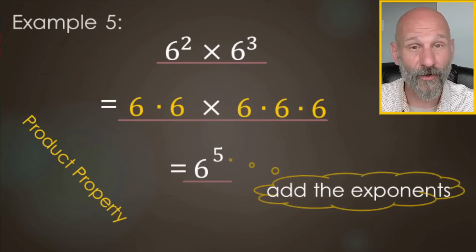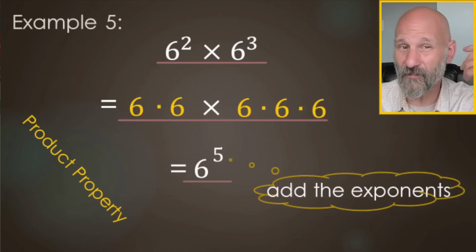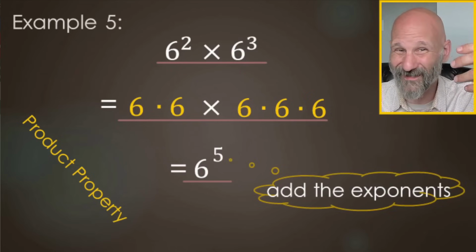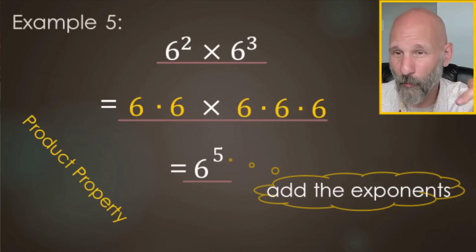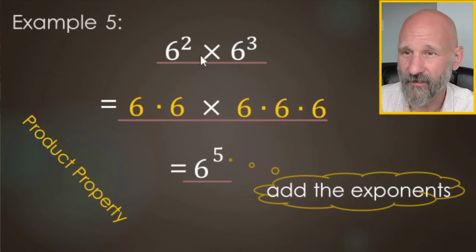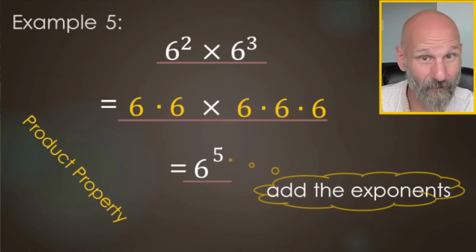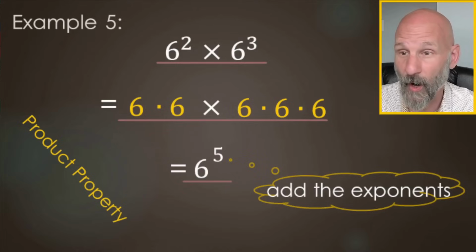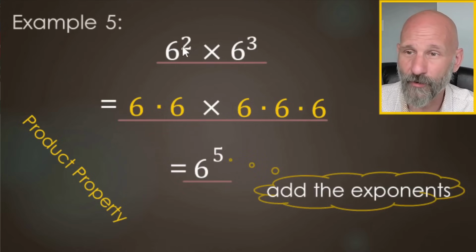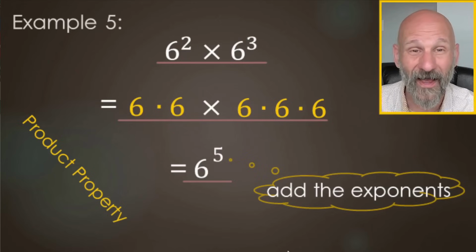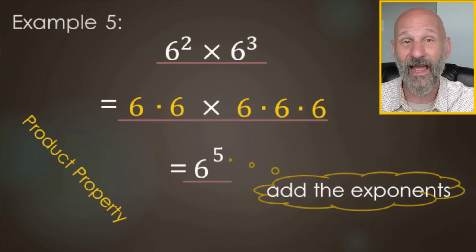Now check it out. There is a shortcut on all of these. This is meant to show you so you can see why the rule works. So look at this. The 6 stays the same base for the product property. And then we're just going to go, we got 2 there and another 3 there. So 2 plus 3 makes 5. So here's 2 6's and another 3 6's for a total of 5 6's. You just add up the exponents.